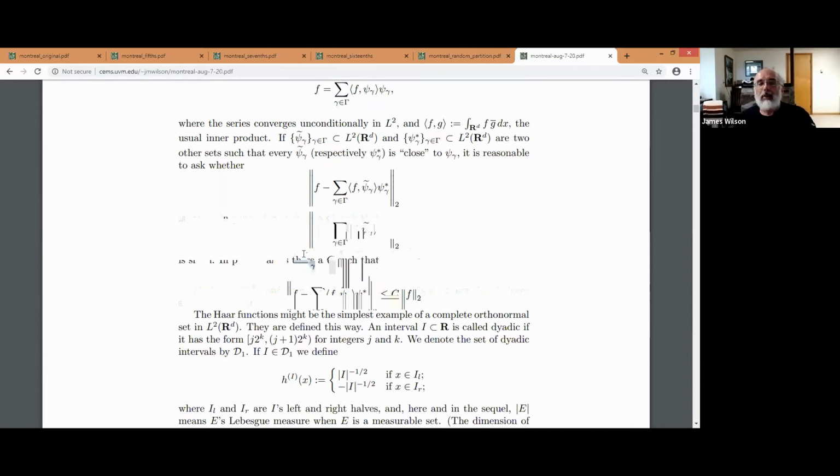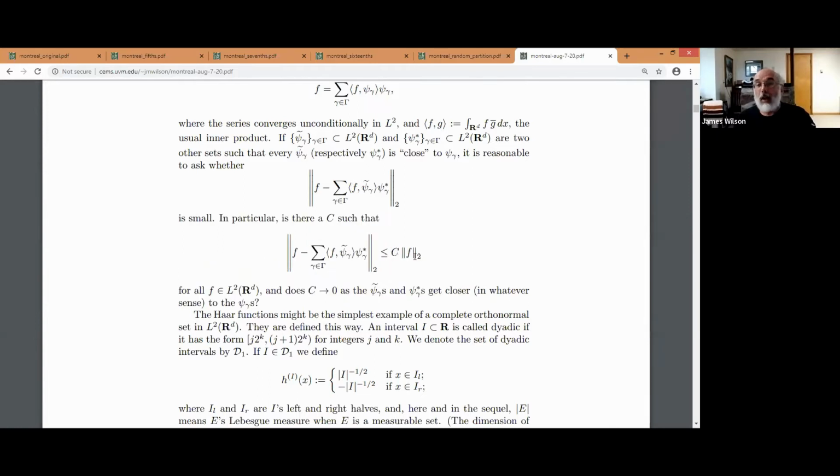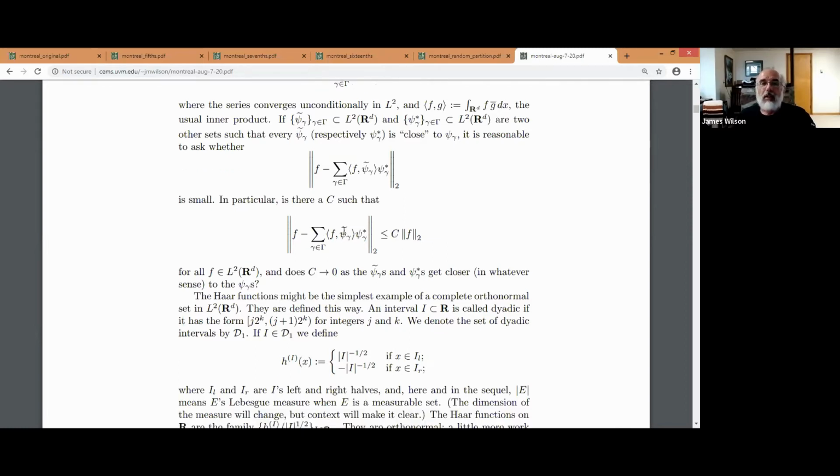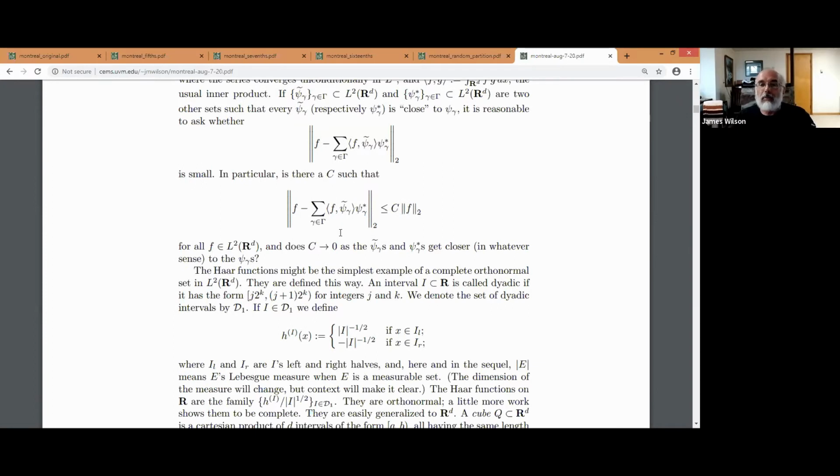and you would like that this should be smaller than a constant times the L2 norm of f, and the constant should go to 0 as these and these get closer and closer to the originals, okay? Okay, so as a model case of a problem like this, the stability of almost orthogonal or even complete orthonormal expansions, we'll look at the Haar functions, okay?